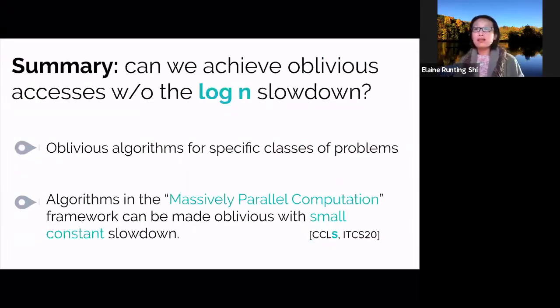To summarize, in this talk, you learned that although ORAM has a log n lower bound, oftentimes for concrete problems, you don't have to suffer from the log n slowdown. Oblivious Heap is a great example for demonstrating this. Besides the Heap, I also want to mention a related result that I'm excited about. In a paper called MPC for MPC, which appeared earlier in ITCS this year, we showed that any computation in the so-called massively parallel computation framework can be made oblivious with only small constant slowdown.